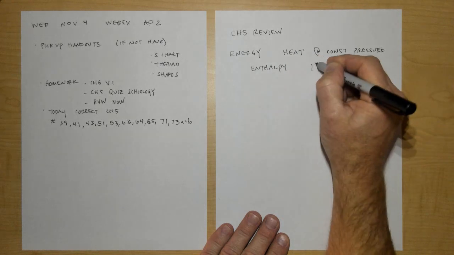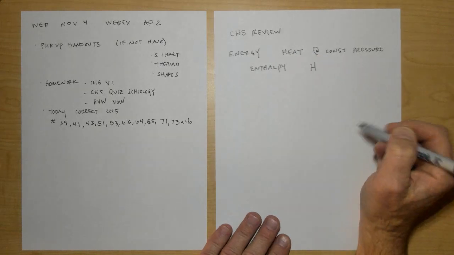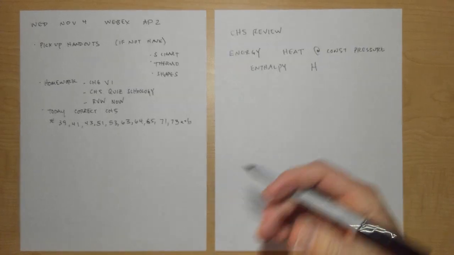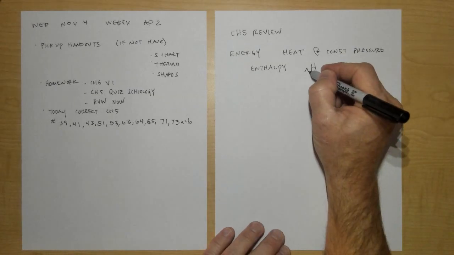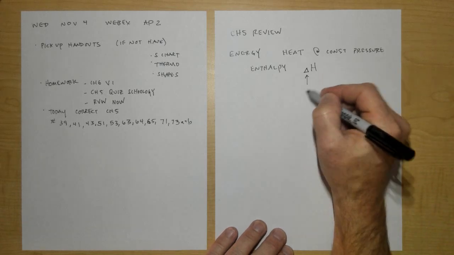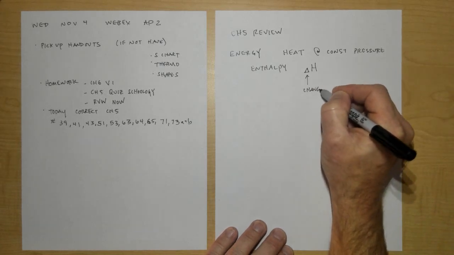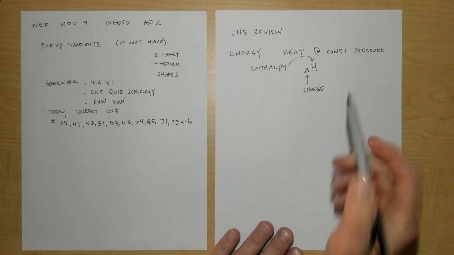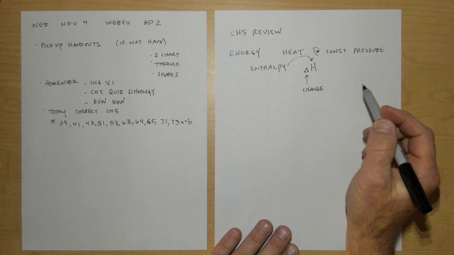Enthalpy is symbolized by the letter H, and absolute enthalpy of chemicals is usually difficult to find, but we can many times find the change in enthalpy that occurs. And the little triangle right here stands for change, and H stands for enthalpy, or heat at constant pressure.